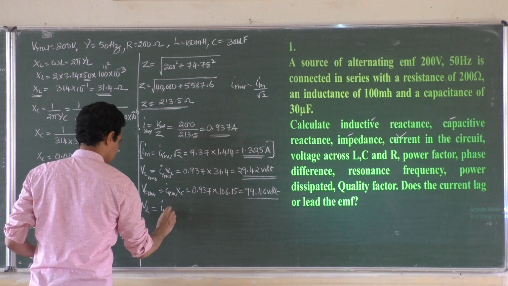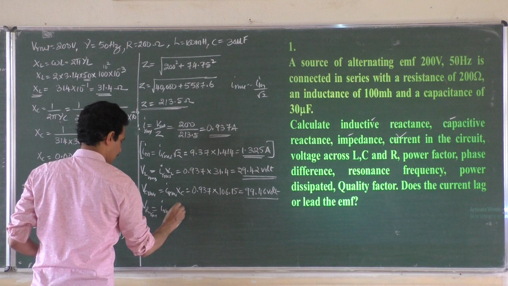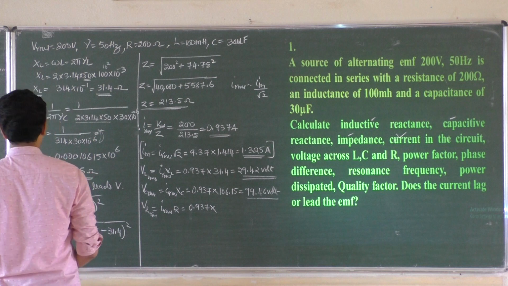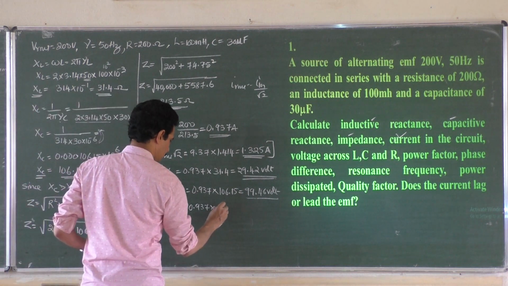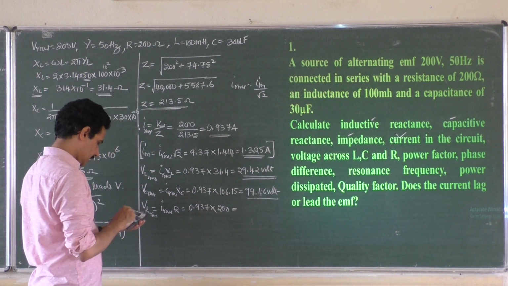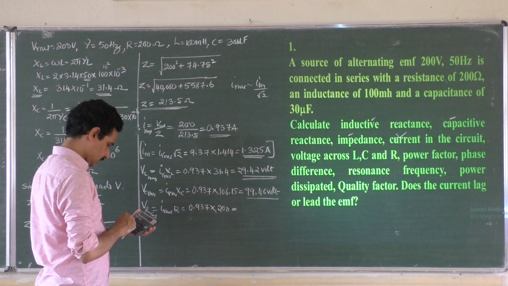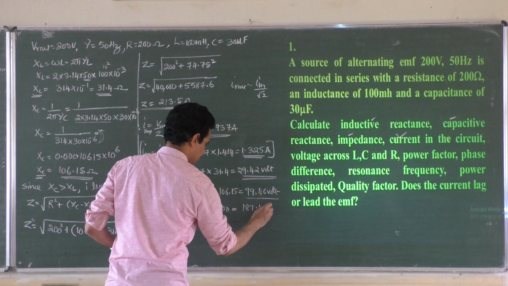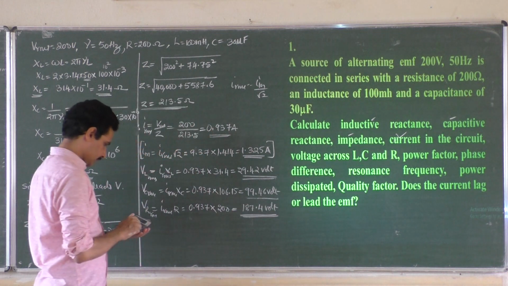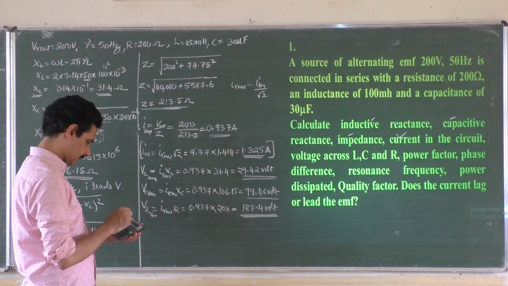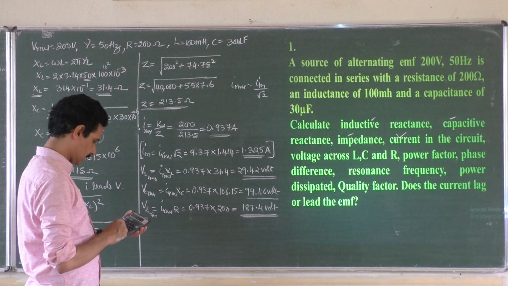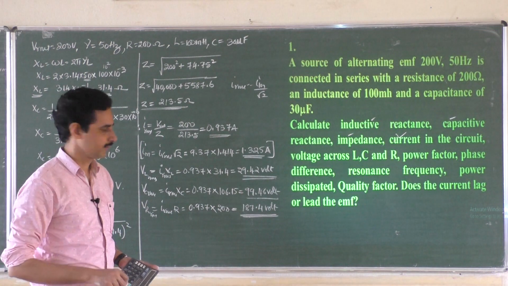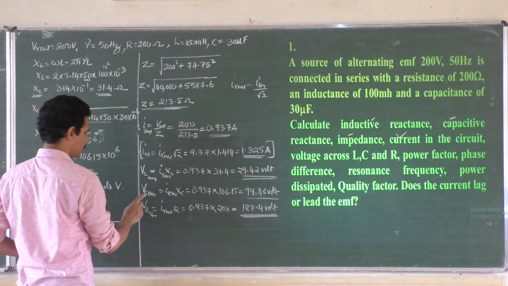It is IRMS into R. So this is RMS. VR is IRMS, 0.937, into resistance. Resistance is 200 ohm. So 0.937 into 200 is 187.4. Now I want to mention one thing here. It is almost nearer to 200. Yes, 187.4 volt.